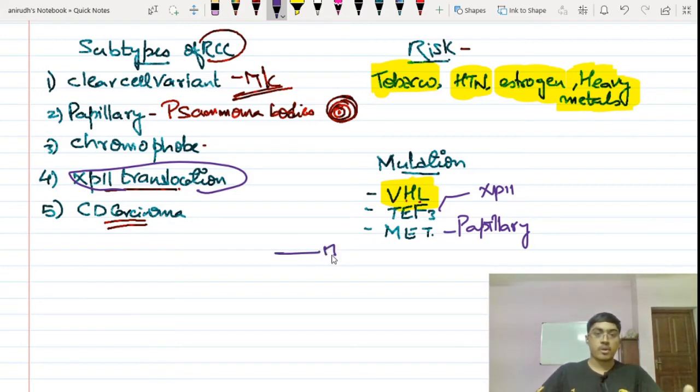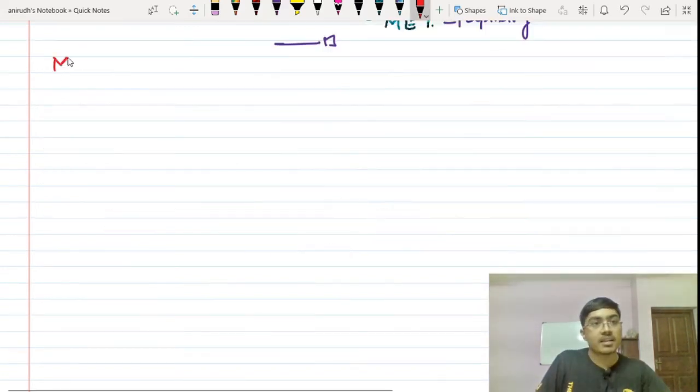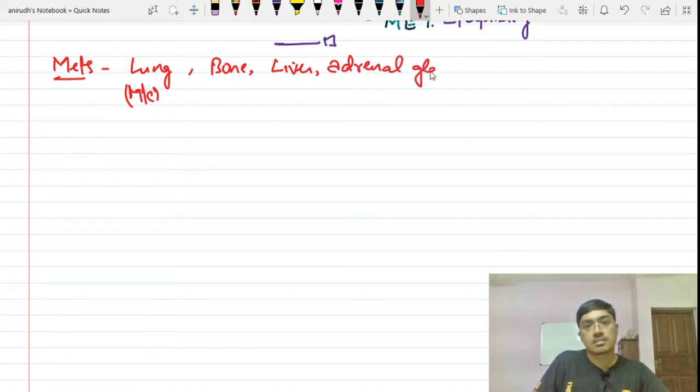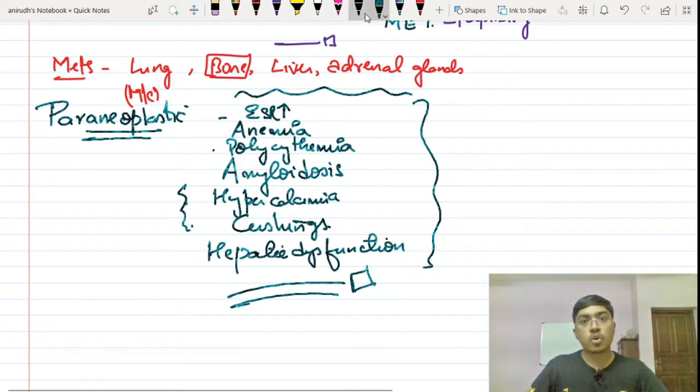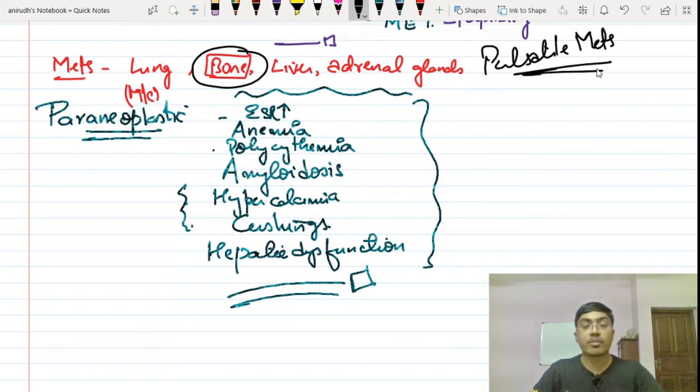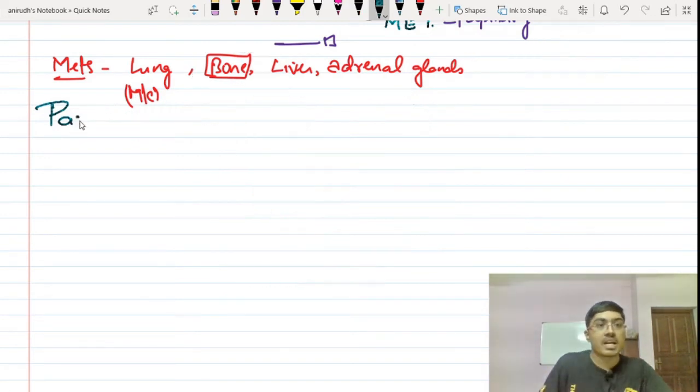Let us talk about a few more points of RCC to complete this. Talk about the metastasis. Lung is the most common site. Then you can have bone metastasis, liver, adrenal glands. As far as bone mets is concerned, it is called pulsatile bone metastasis. Pulsatile bone metastasis can be seen in two tumors. One is the tumor of thyroid, I think follicular thyroid carcinoma, and also in renal cell carcinoma we can see pulsatile bony metastasis. This is very important. Paraneoplastic syndrome.